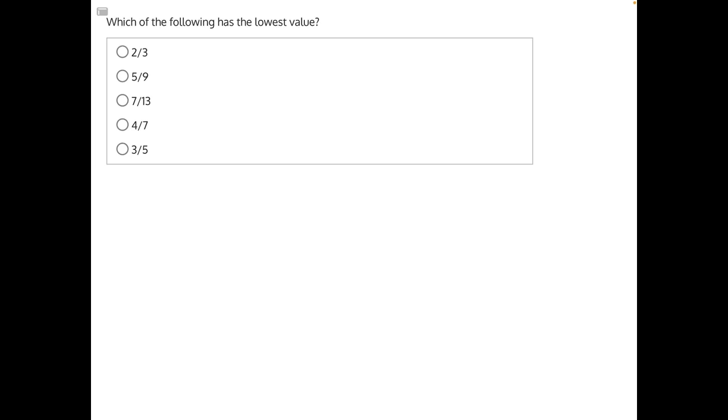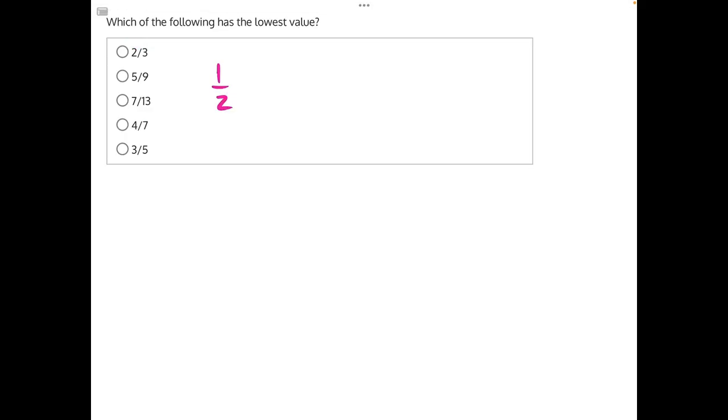To solve this question, let's look through all of our fractions and see what kind of patterns of comparison we notice. I notice that all of these fractions are at least or very close to the value of 1/2. Half of 3 would be 1.5, which is very close to the value of 2.